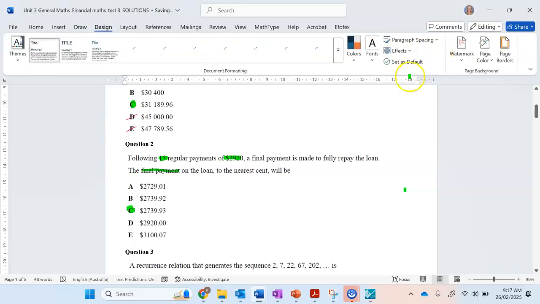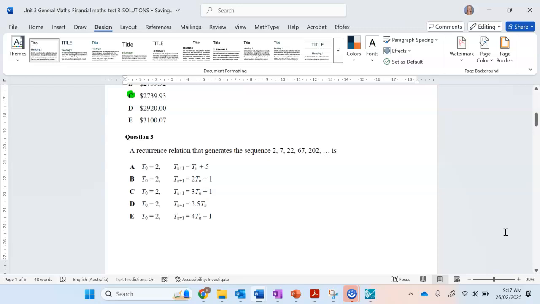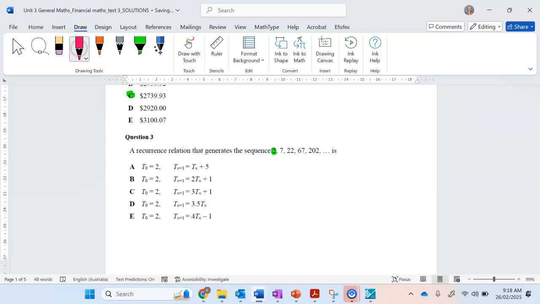All right, moving along. Our recurrence relation that generates the sequence is, so we've got the starting values, so they all have t0 equals 2. So our numbers are going up. So 2 to 7 is adding 5, 7 to 22 is not adding 5. So what we can do is eliminate any adding 5. Is there anything else? Are we multiplying by 3.5? So 2 times 3.5 is 7. 7 times 3.5 is not 22. You can test that on your calculator.